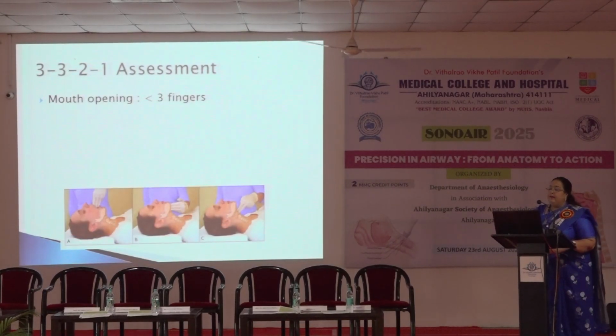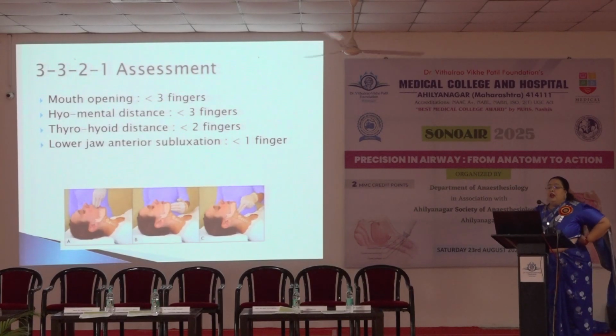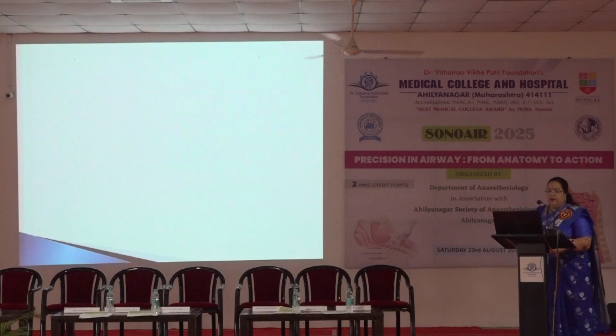Here we see the mouth opening, which should be more than 3 fingers. If less than 3 fingers, it is a difficult intubation. Hyomental distance should be more than 3 fingers. Less than 3 fingers is difficult. Thyrohyoid distance should be more than 2 fingers, and lower jaw extension, anterior subluxation should be more than 1 finger for it to be easy. Less than 1 finger will be difficult. This is the easiest method to carry out in the PAC.